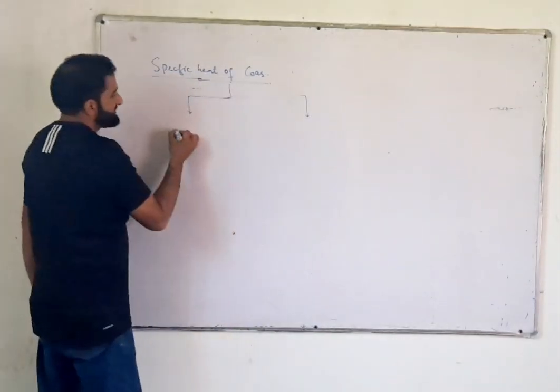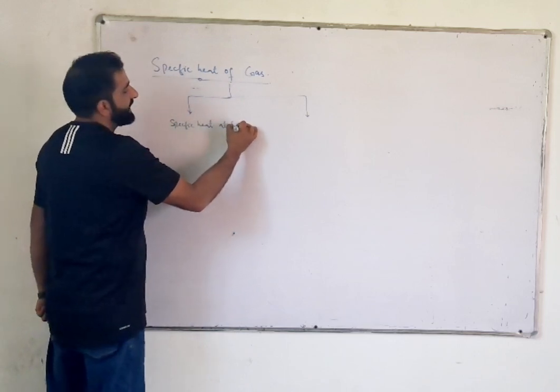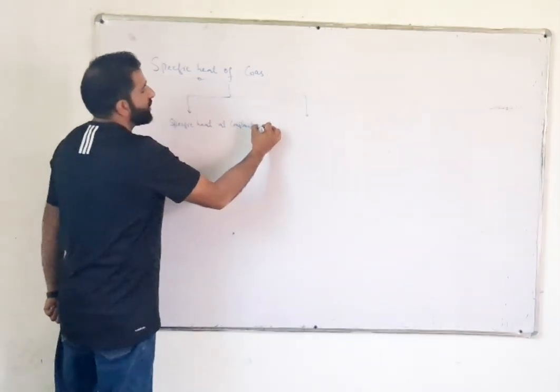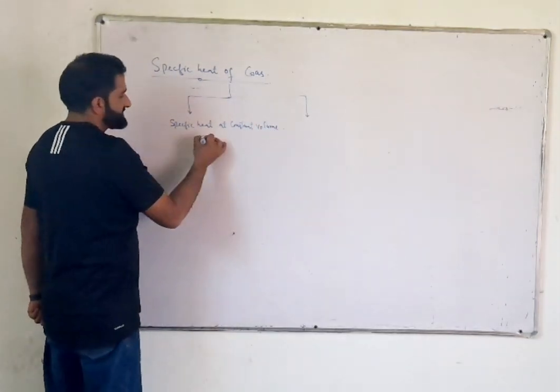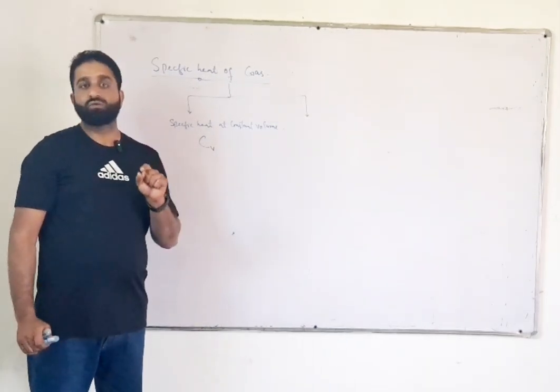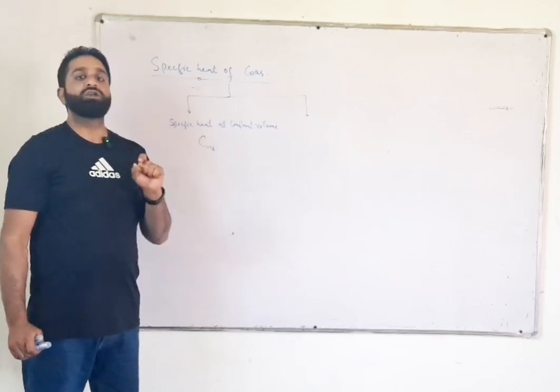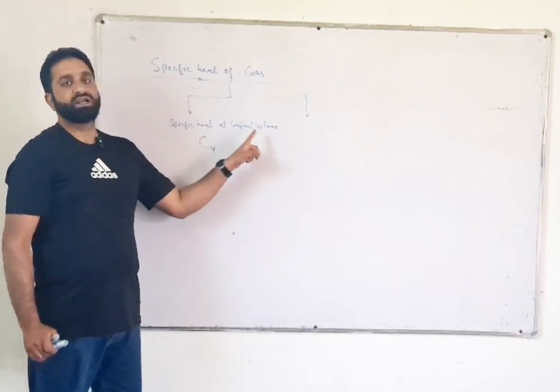One is called specific heat at constant volume, that is called Cv. This specific heat at constant volume is defined as the amount of heat required to change the temperature of 1 gram of gas by unit degree Celsius, but at constant volume.